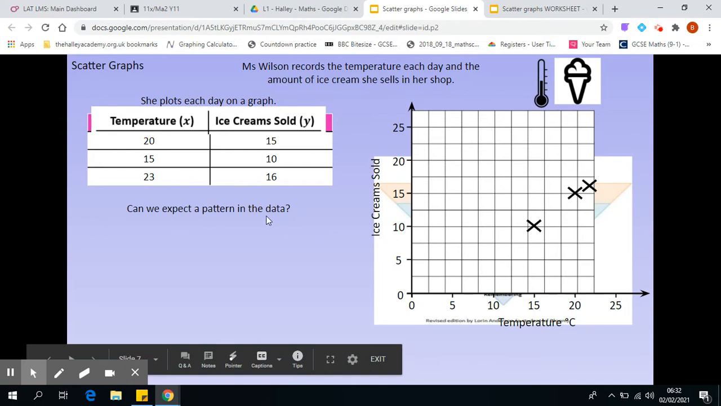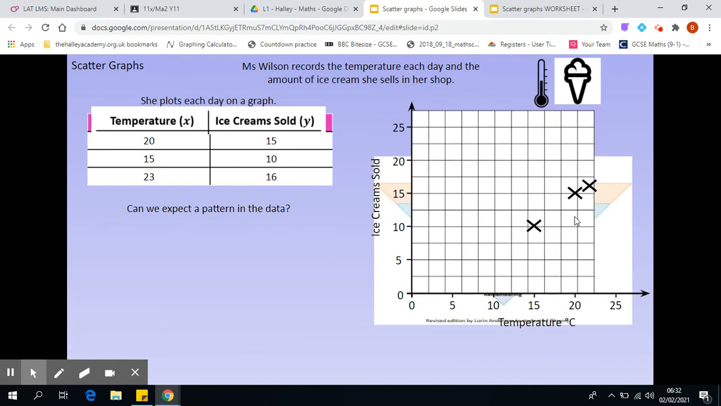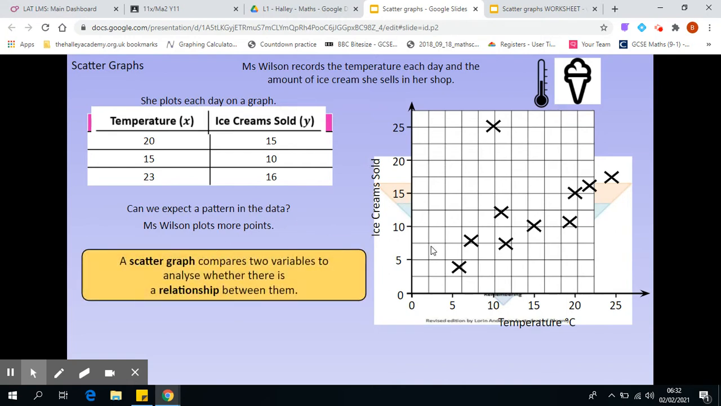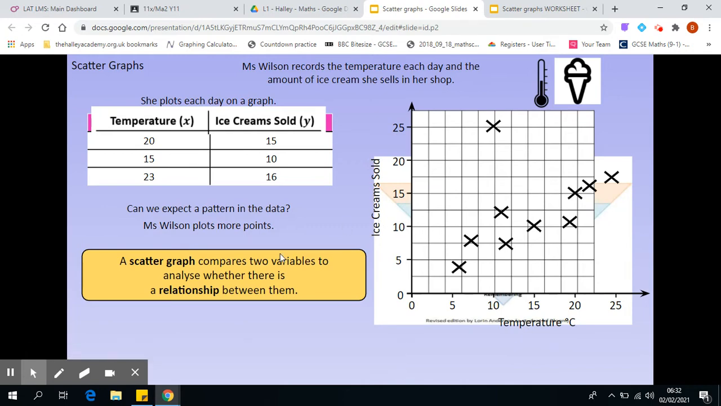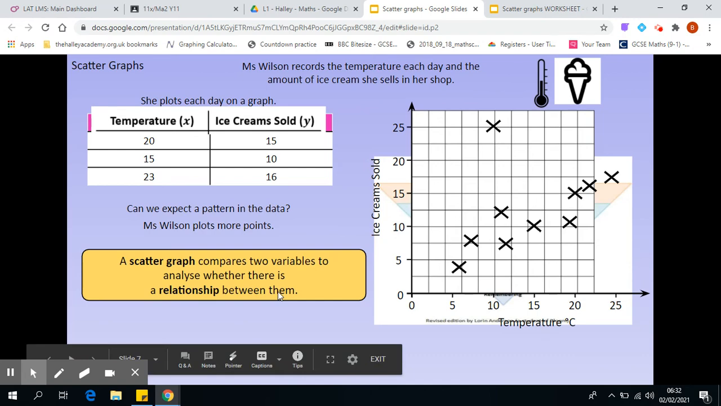Can we expect a pattern? I could see as the temperature increases, the number of ice creams sold increases. If we plot more points, we could derive a relationship between temperature and the ice cream sold. A scatter graph compares two variables, in this case the temperature and the ice cream sold, to analyze whether there's a relationship between them.